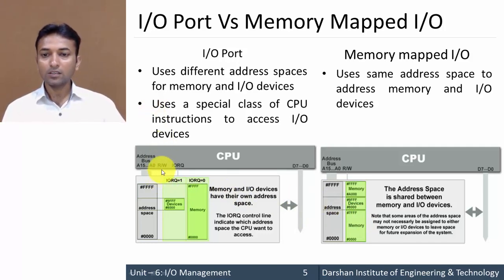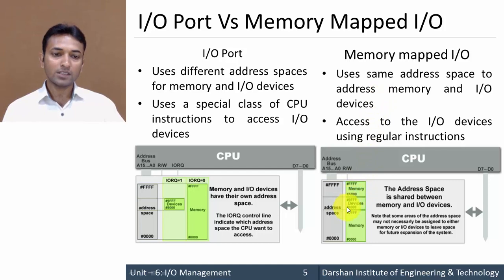Second difference is this, that is I/O port uses a special class of CPU instruction to access I/O device. Means in I/O port, special instructions are used to access your I/O device. Whereas in memory mapped I/O, all the I/O devices can be accessed by using the regular instructions, because both memory as well as I/O devices can use the same address space. So no need to use a special instruction to access any I/O device. That is the difference between I/O port and memory mapped I/O.